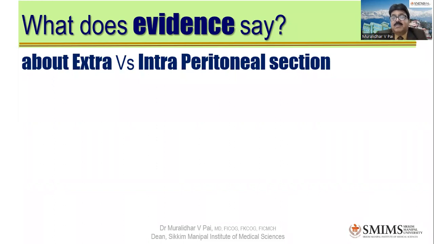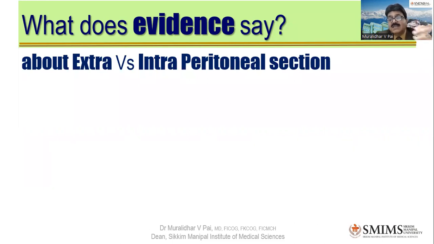This is done especially if there is any infection in the uterus, chorioamnionitis and things like that. Because if you open the peritoneum and then enter into the uterus, the infection inside the uterus can get into the peritoneum and peritonitis will be there. So in such cases, you go extraperitoneal.